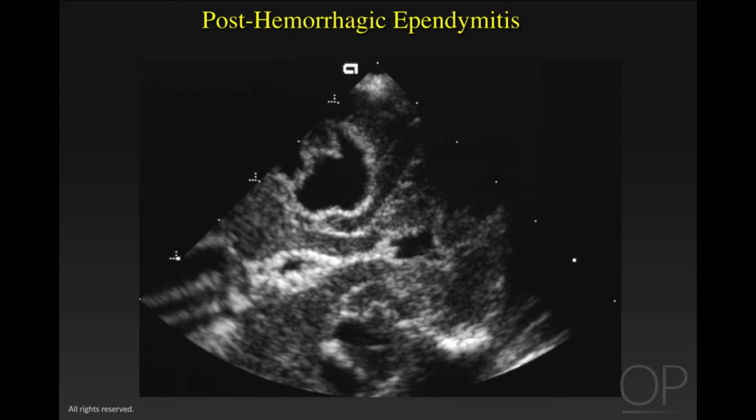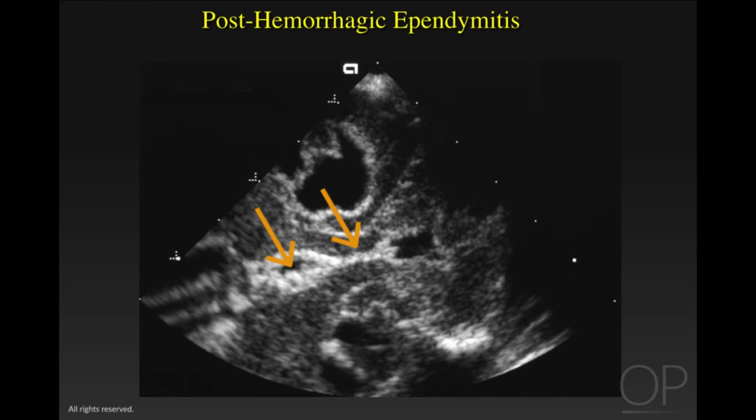In this other example, we have a child with posthemorrhagic hydrocephalus and ependymitis. In this view, we can see the third ventricle that is dilated and partially filled with echogenic clot, as well as being outlined by thick ependyma. And we can see a very thick echogenic ependyma surrounding the atria of the lateral ventricles as well. This is a common manifestation or complication of posthemorrhagic hydrocephalus.